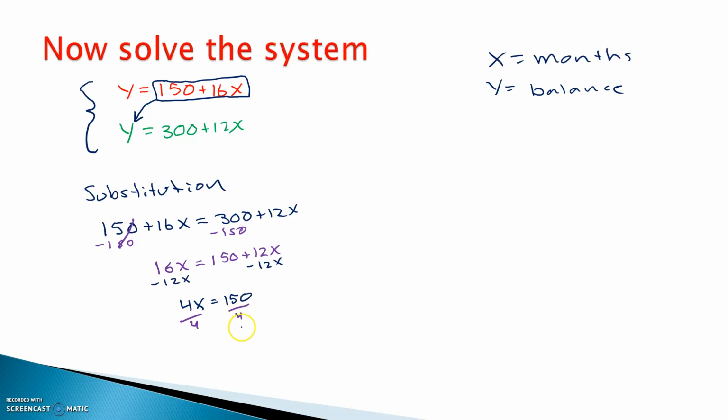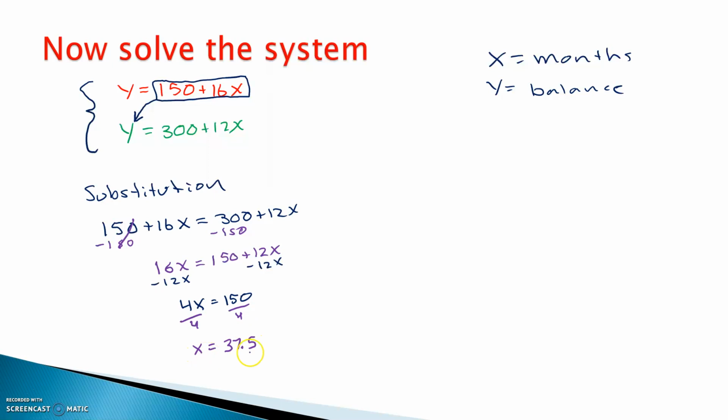Now, I don't know this off the top of my head, so it's okay. I'm going to use my handy-dandy calculator here. So 150 divided by 4 is going to give me 37.5. Whoa, I got a decimal. But hey, let's not panic. This is still doable. So I'm going to take this here, and I'm going to substitute.